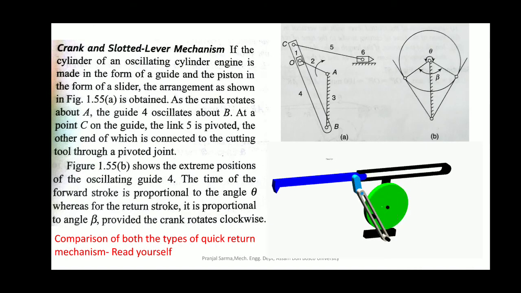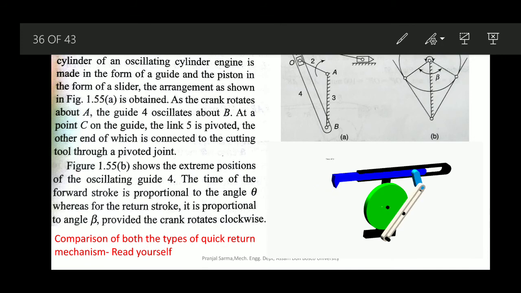Next, once again we are coming to the crank and slotted lever quick return motion mechanism. So here also it's a kind of quick return motion mechanism only. As you can very easily see, it is used in the shaper machines in the workshop. This particular animation shows it.